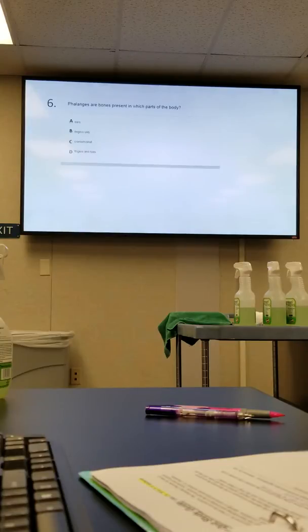That's a tease test. Phalange bones are present in which part of the body? D, fingers and toes. Right?